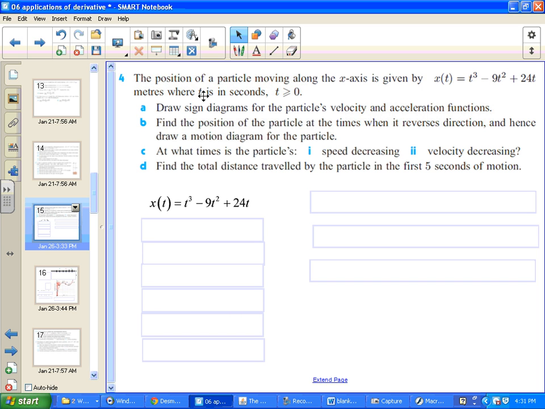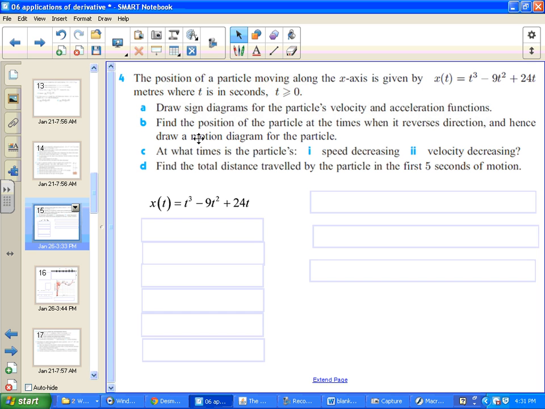Time is measured in seconds, the position is measured in meters, and time is positive starting at 0 and moving forward. So here are the instructions. We've got to draw sign diagrams for the particle's velocity and acceleration functions, find the position of the particle at times when it reverses directions, and hence draw a motion diagram.